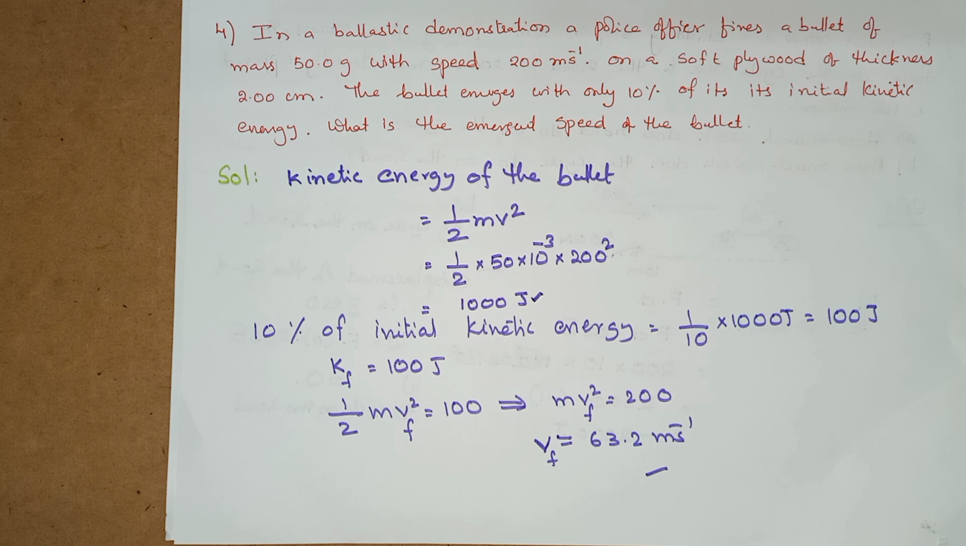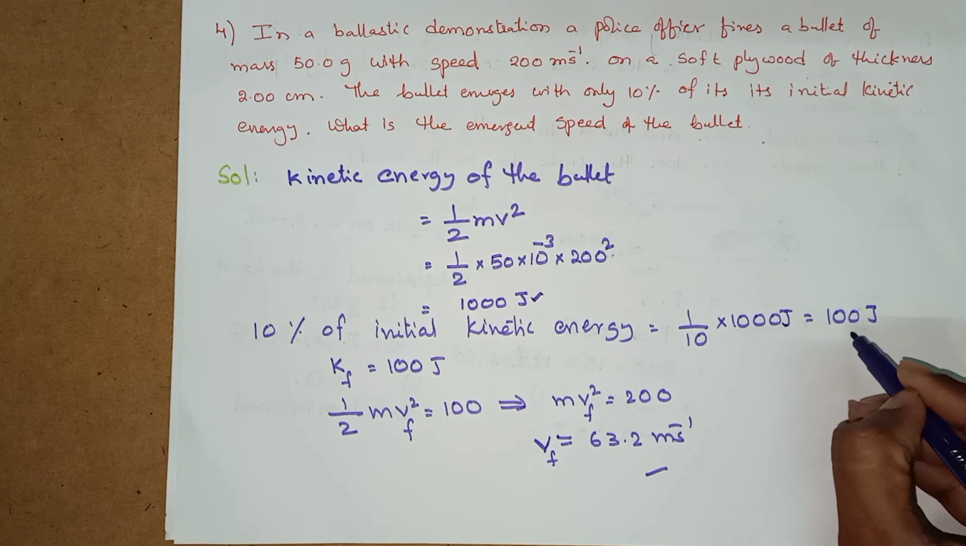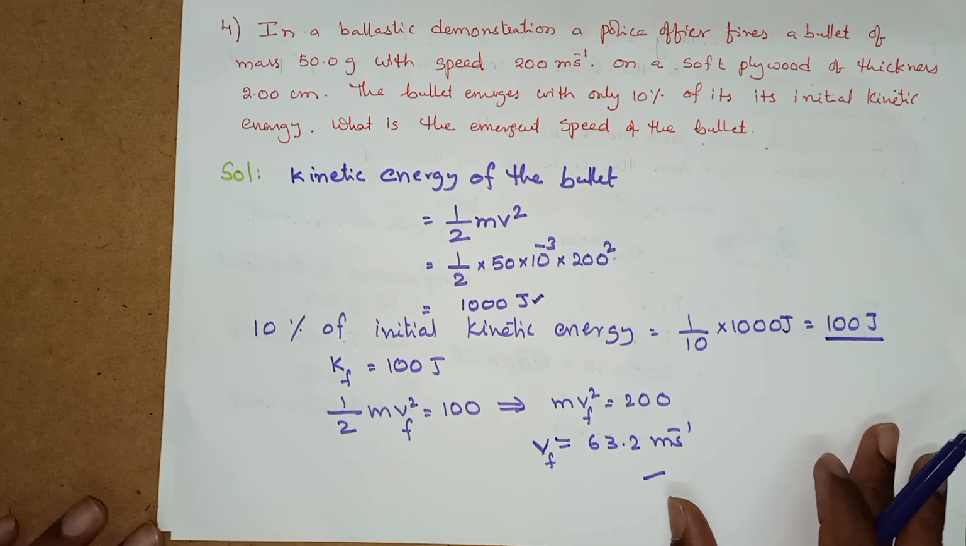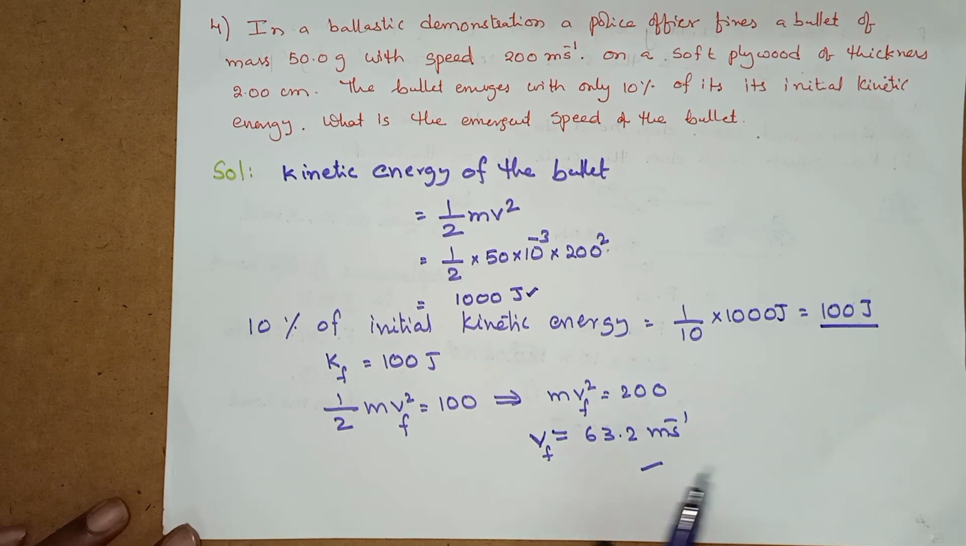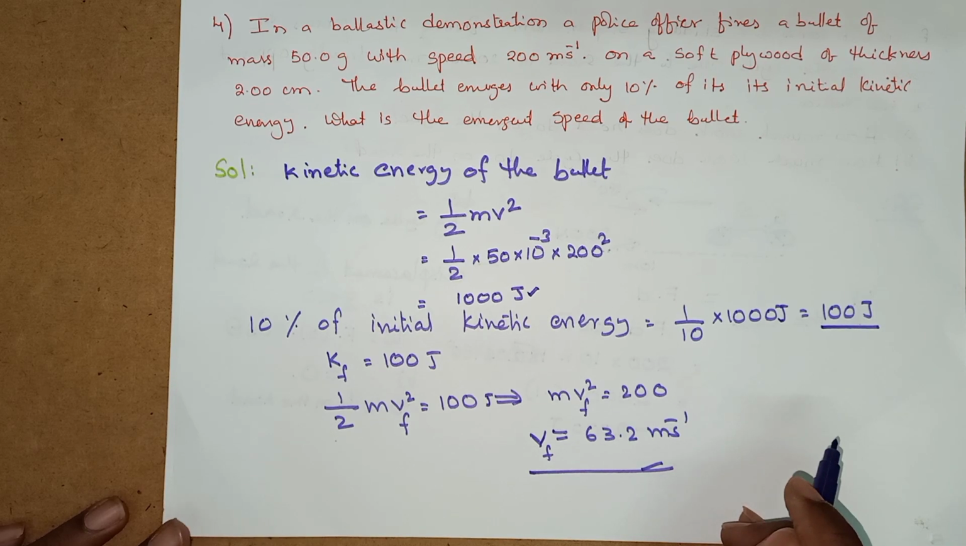What is 10% of the kinetic energy? 10% of the initial kinetic energy is 1 by 10 into 1000 joules, which is 100 joules. This is the final kinetic energy. Now, half m v final square is equal to 100 joules. If you calculate this, the final velocity is 63.2 meters per second.